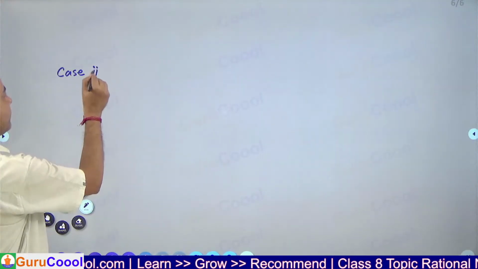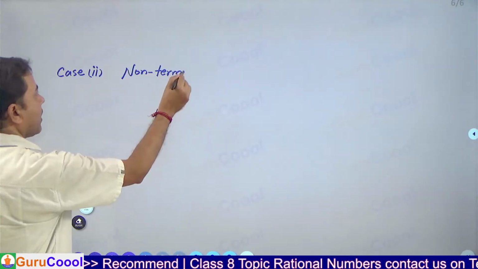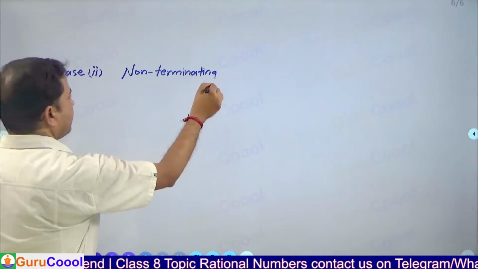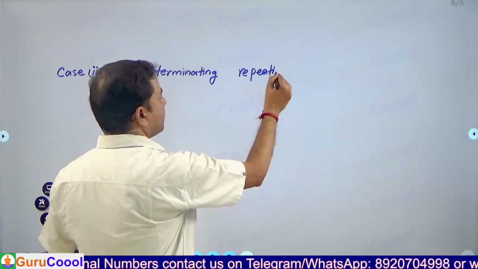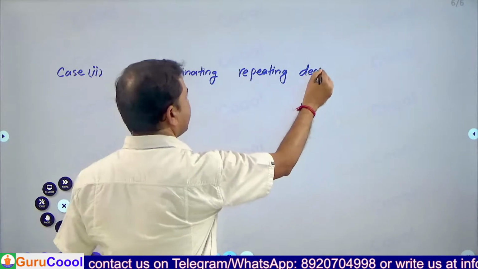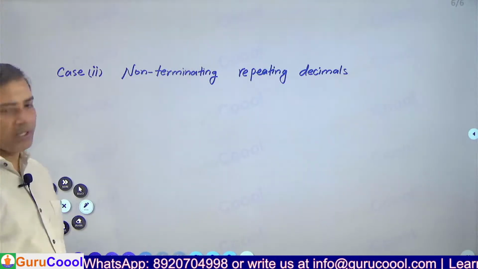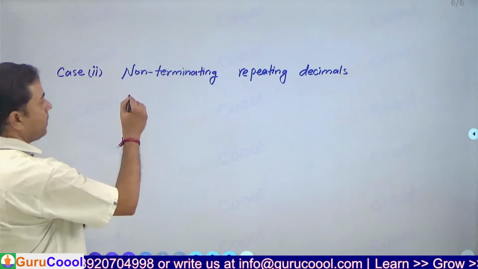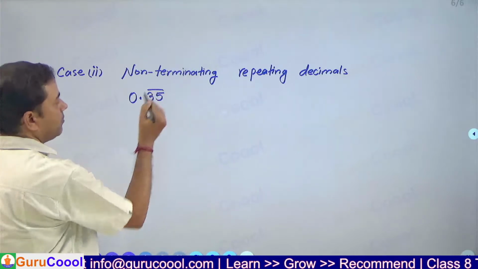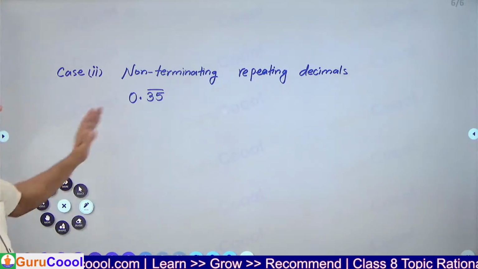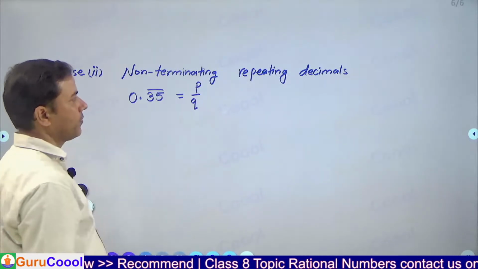Case 2. Non-terminating repeating decimals. For example, 0.35 bar. Do you know how to change it into P by Q form?